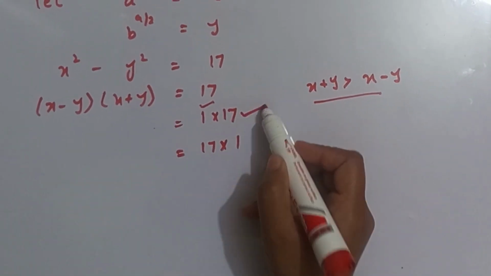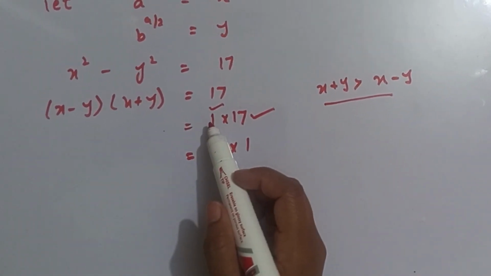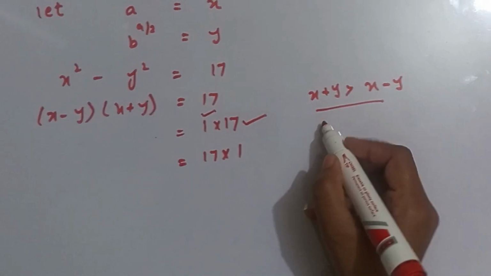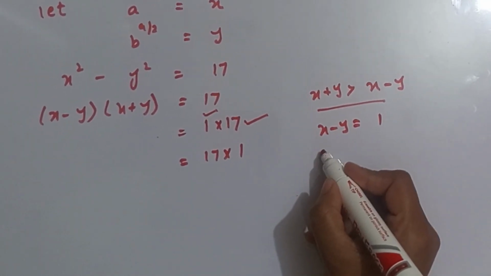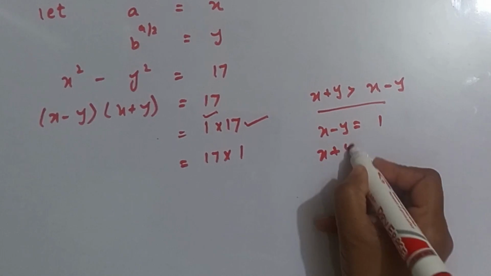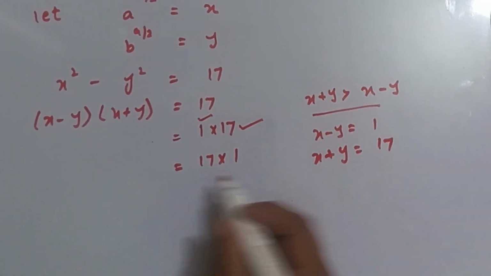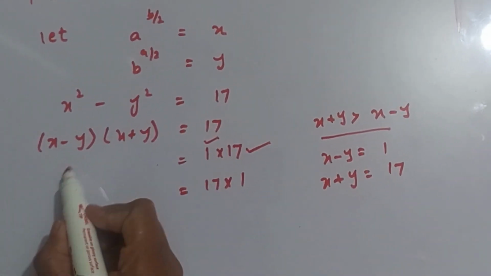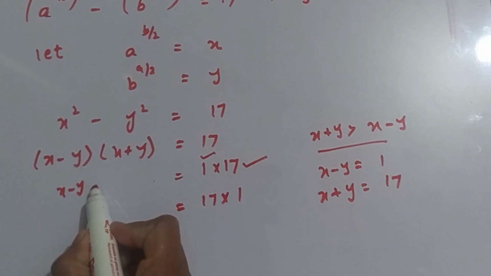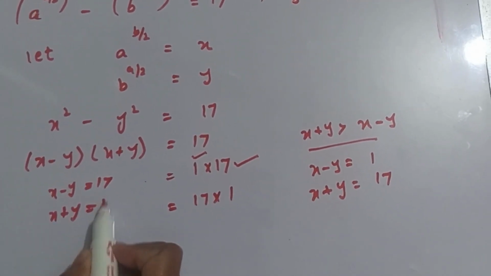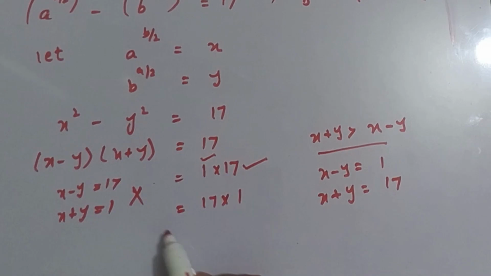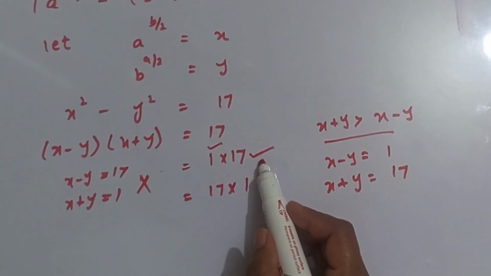So according to this information, look at the first factor. This implies x minus y is equal to 1, and x plus y is equal to 17. Look at the second factor. This implies x minus y is equal to 17 and x plus y is equal to 1. This is not a valid factor, so we just take the first factor.